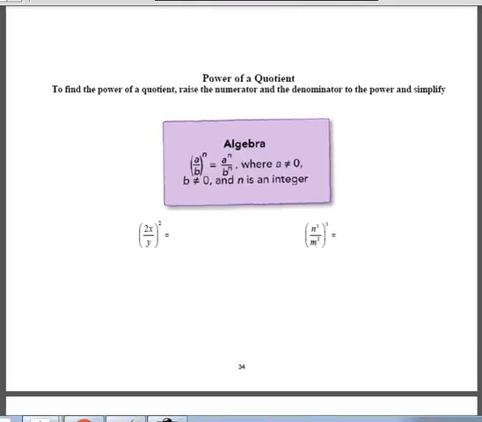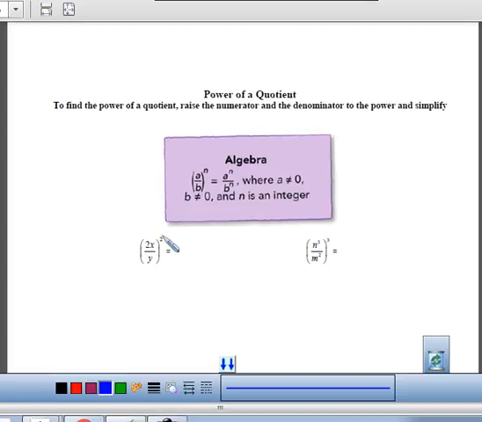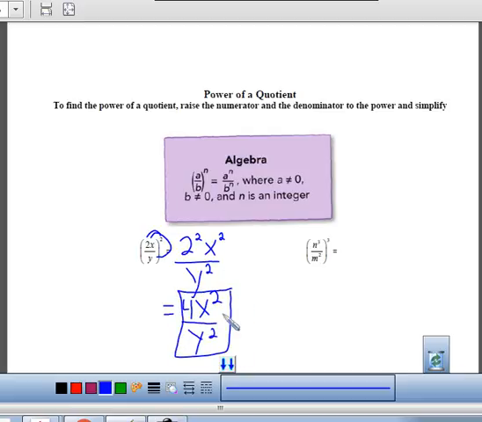Quotient, or when we have a fraction type situation or division. Remember, the exponent goes with everything inside the parentheses. So really I have 2 squared, x squared, over y squared. So 2 squared, you can do that, it's 4, expand it. X squared is just x squared, and y squared is just y squared. You can't expand them out any further, so you are done.